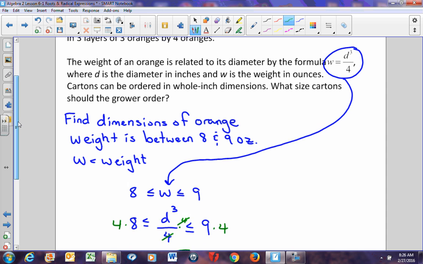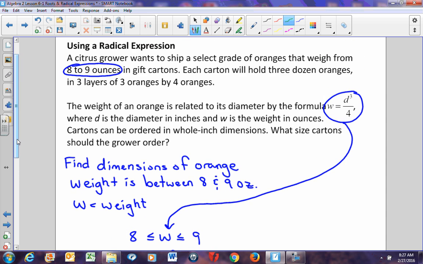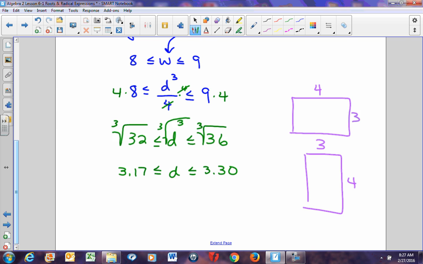Remember that cartons can be ordered in whole inch sizes, but he's going to ship them in 3 layers of 3 oranges by 4 oranges. So think about that. He's going to have a carton that's 4 by 3 this way, or 3 oranges by 4 oranges. It doesn't really matter which way you orient the carton. It's basically going to look like that. We probably should order our cartons based upon the largest orange, because if you order them based upon the largest orange, you know the smaller orange will fit in it.